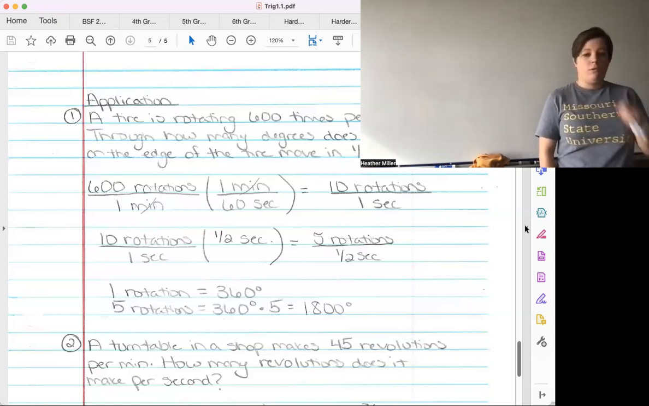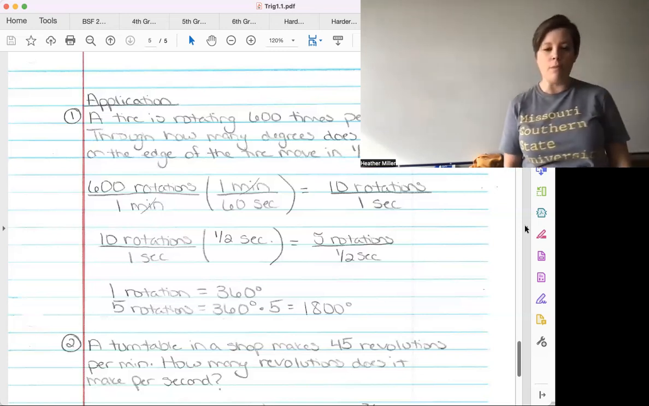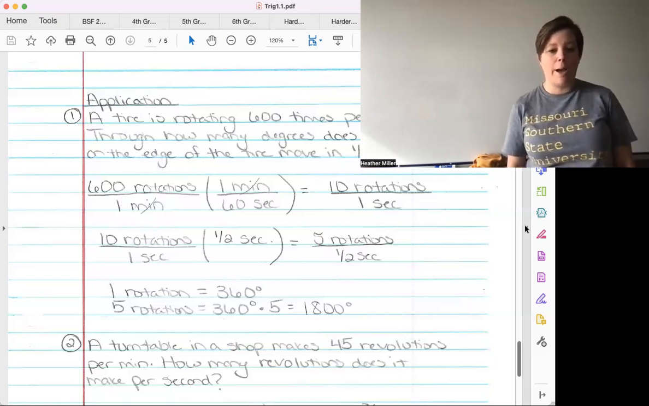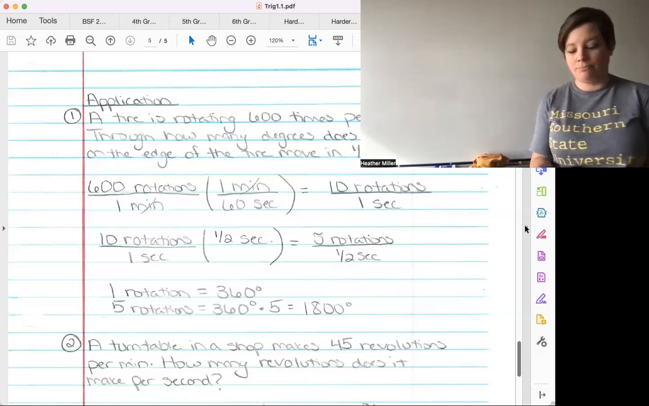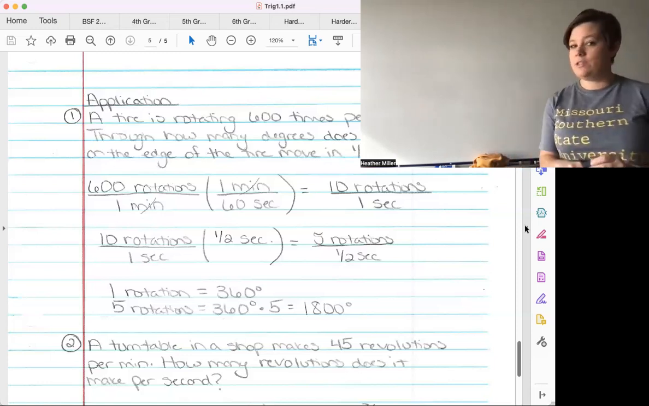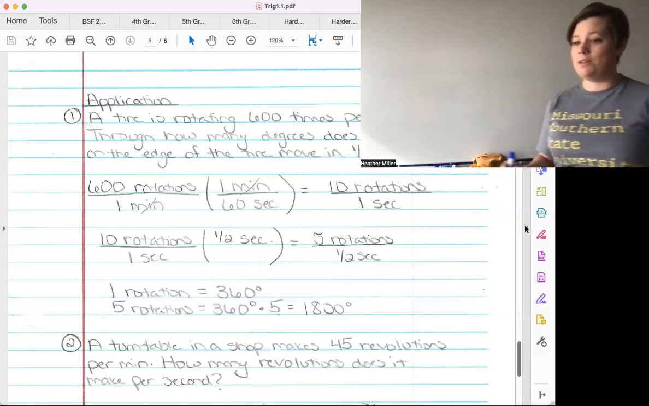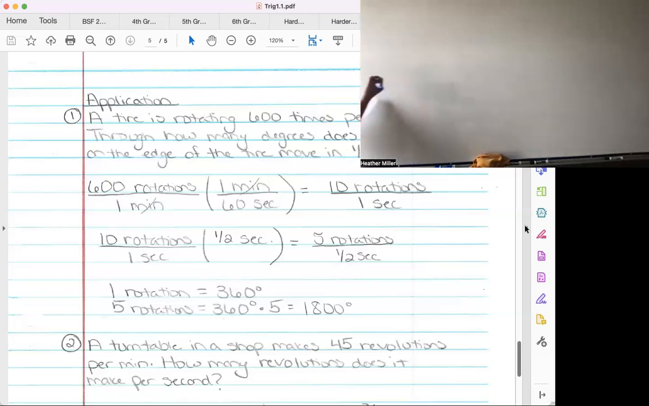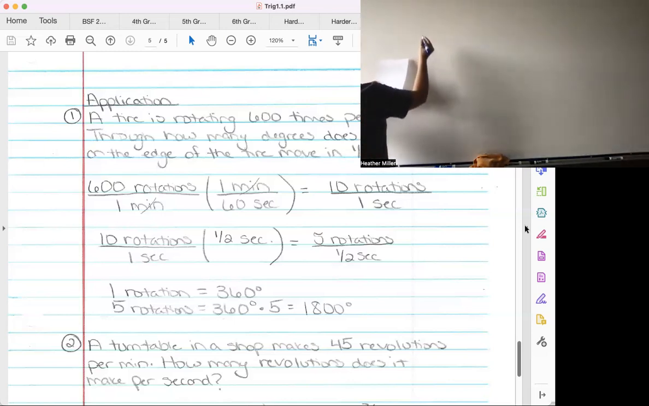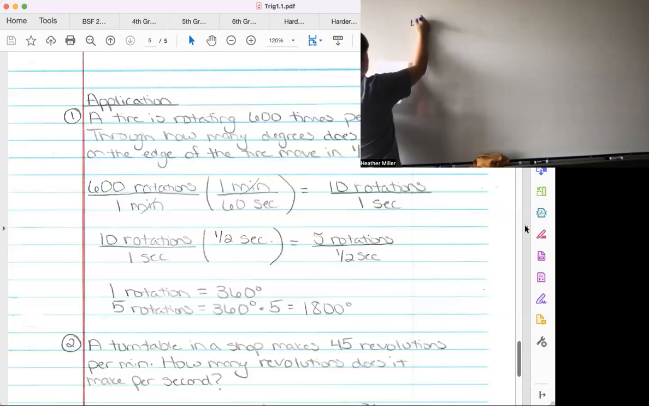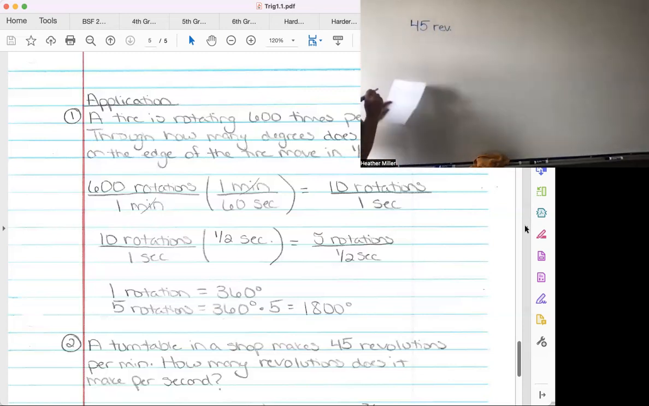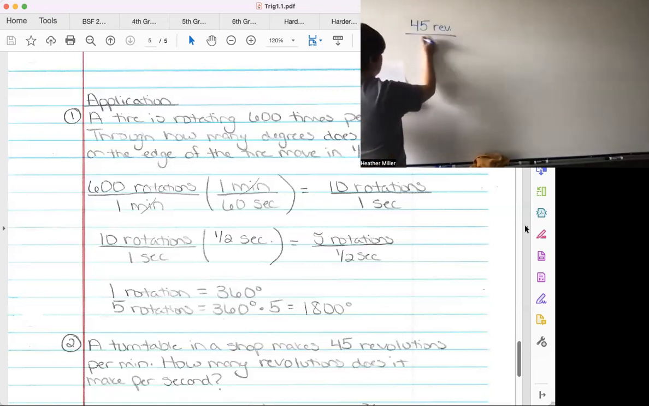And it says a turntable, excuse me, in a shop makes 45 revolutions per minute. So how many revolutions does it make in a second? So this one's very similar to what we just did, only a little bit easier, because we only have to really do 1 conversion. What it tells us straight out of the gate is that this turntable makes 45 revolutions, I'm going to shorten that to rev, 45 revolutions every single minute.